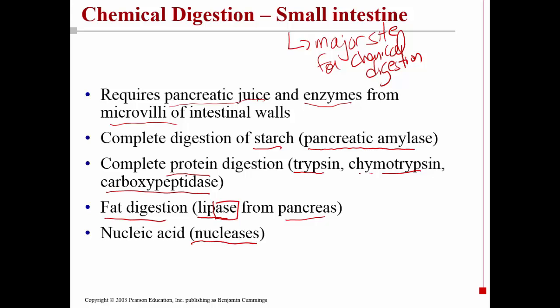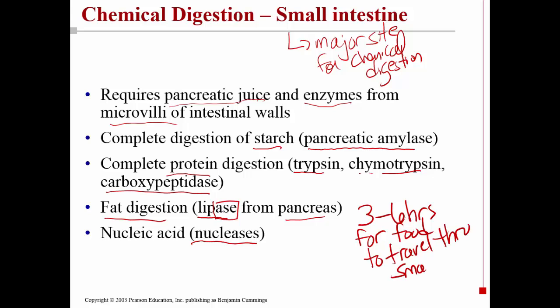How long does it take food to pass through the small intestine? Well, there's a lot going on here. Most chemical digestion and all absorption, for the most part, happens in the small intestine. But believe it or not, it only takes 3 to 6 hours for food to pass through the small intestine. Only 3 to 6 hours.